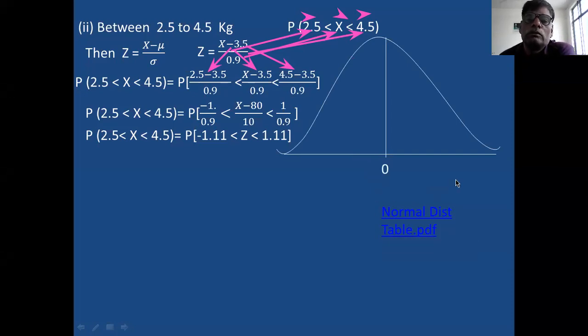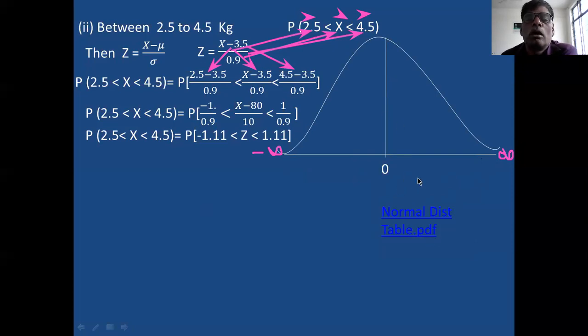This is the zero value. And on the left hand side, this is minus infinity and this is plus infinity.